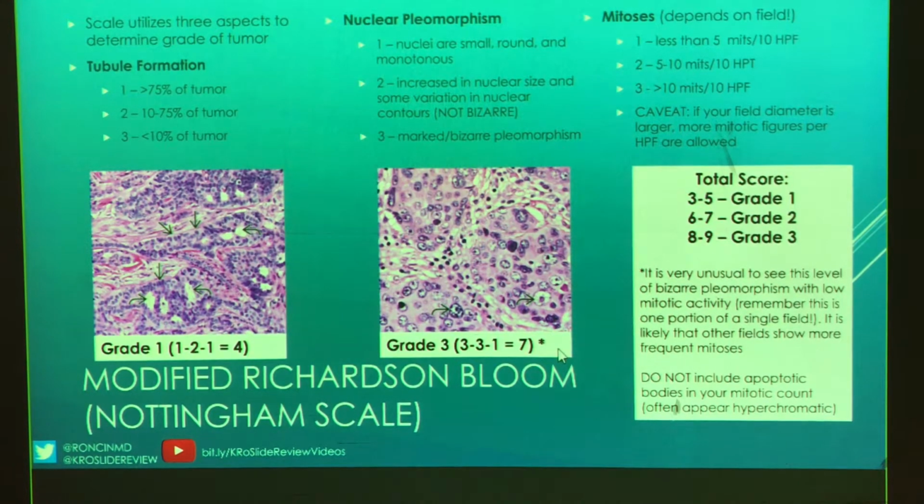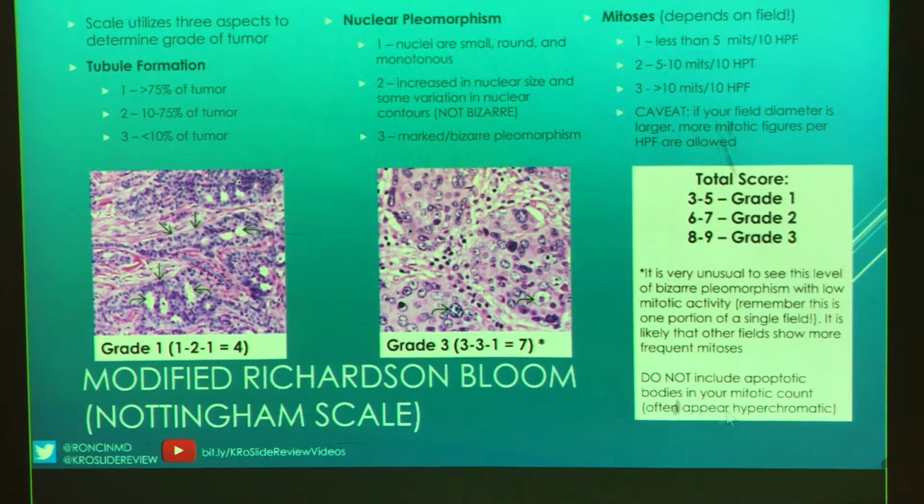Okay, so the caveat I put on 3 is that even though this looks really wild, it's solid, so there's no acinar formation. You're only getting a small snapshot of this, not seeing mitoses. However, it would be really unusual to have this kind of phenotype and not see a lot of mitotic figures.